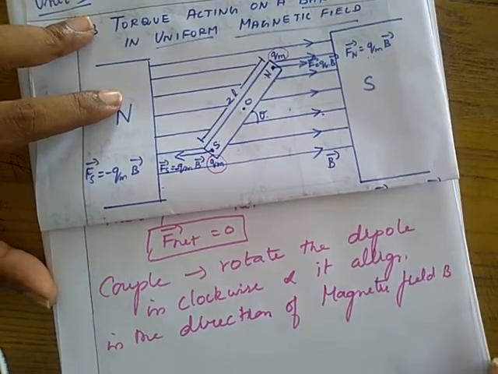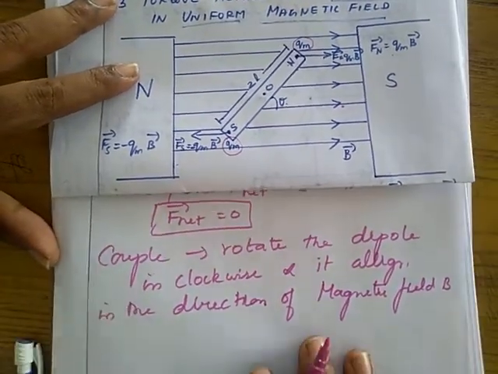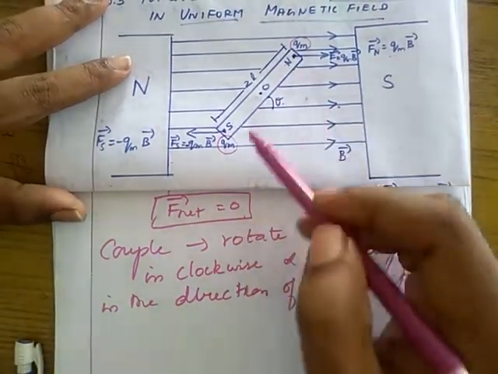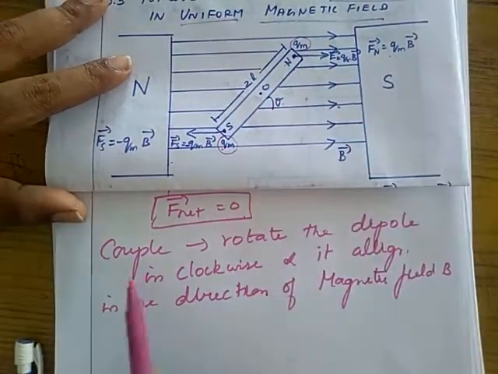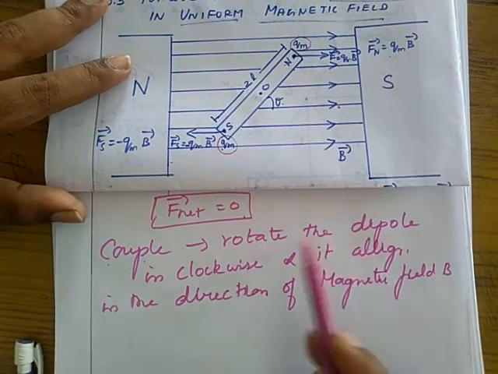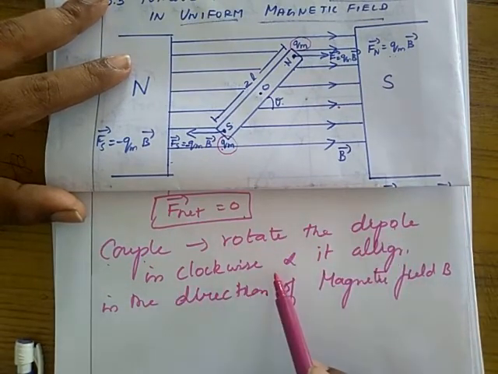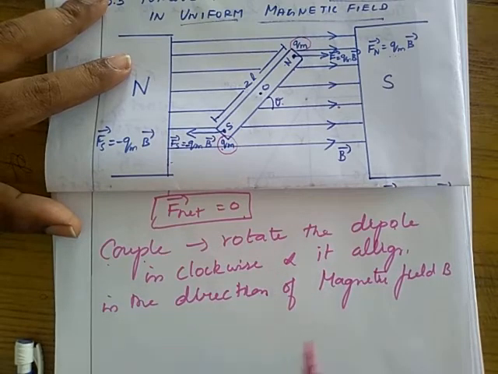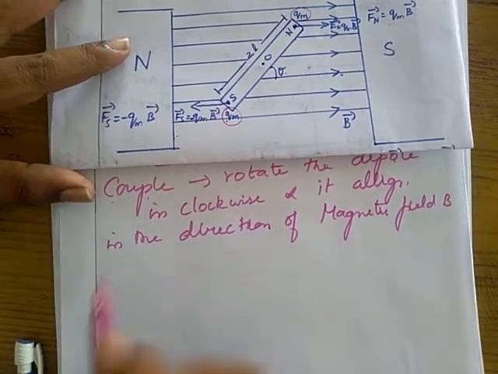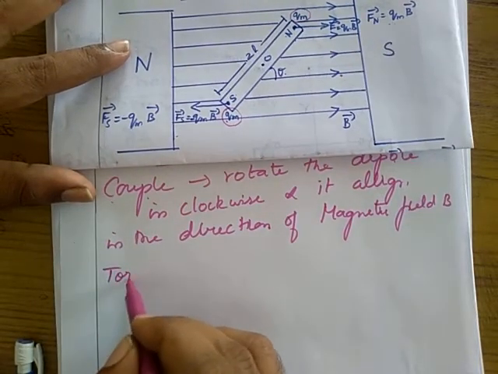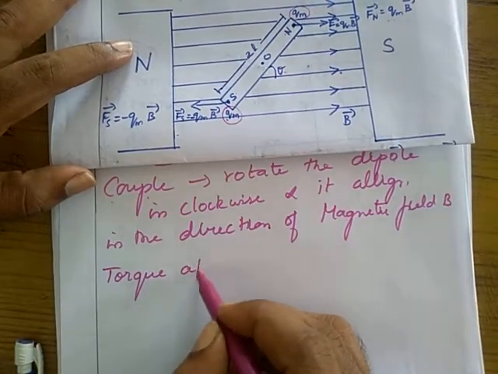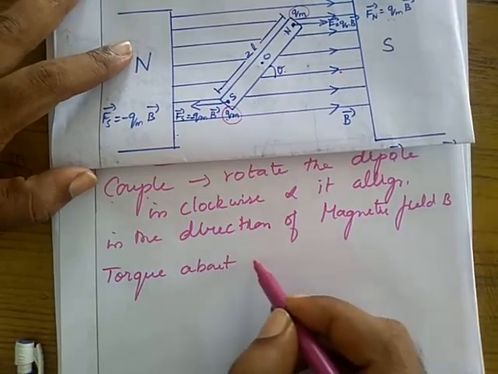Listen. The net force will be 0. Here two equal and opposite forces act on a bar magnet. Then they constitute a couple. Then the couple rotates the dipole in a clockwise direction and it aligns in the direction of the magnetic field. Here we will find the torque, or moment of force, about O.